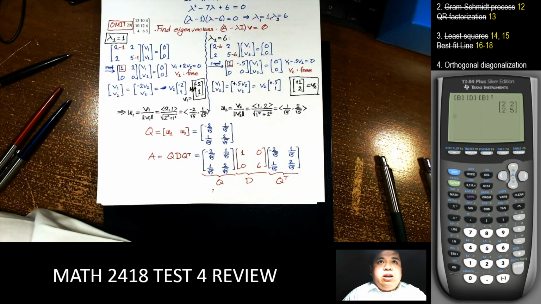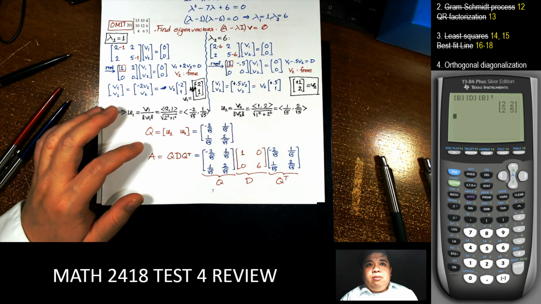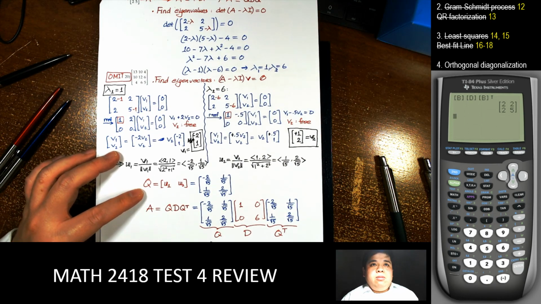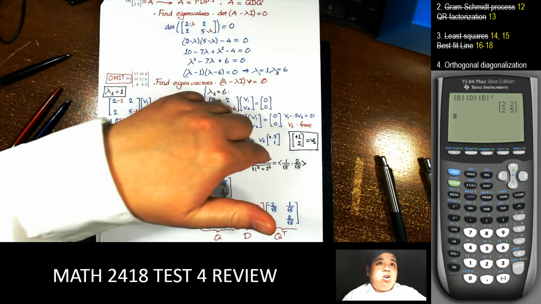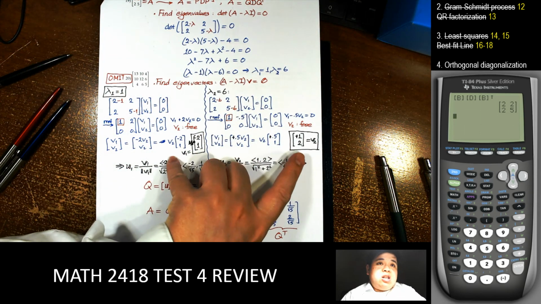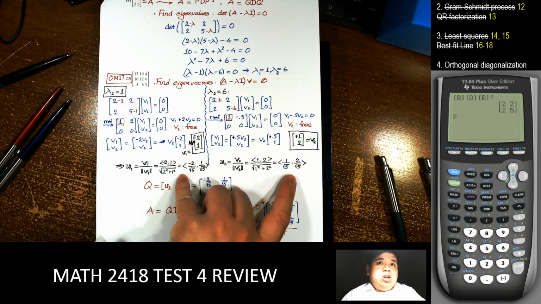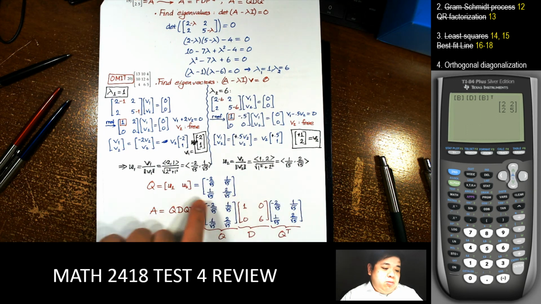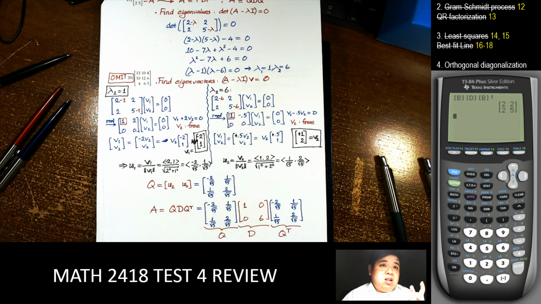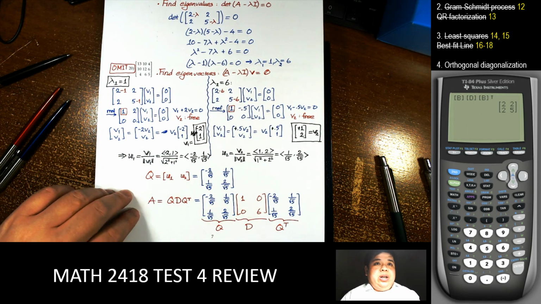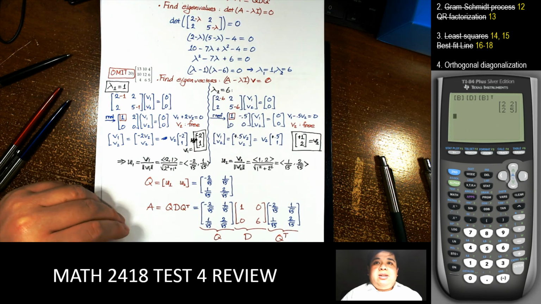We zoom out so we can see the whole problem. So find eigenvalues, eigenvectors, they are automatically orthogonal because they form different spaces. But we need to turn them into unit vectors because Q is the matrix of orthonormal bases. So we have that, and then we diagonalize it.